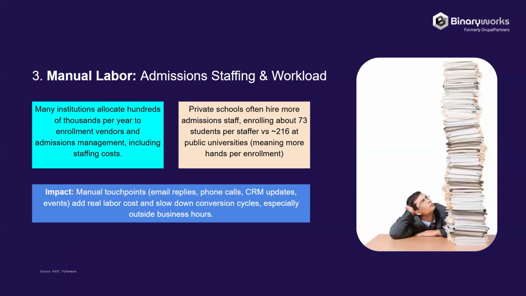A large portion of enrollment cost is human effort. Admission teams answer the same eligibility, deadline, and fee questions every day. Private institutions often require more staff per enrolled student, increasing costs further. Manual effort slows response times and decision cycles.